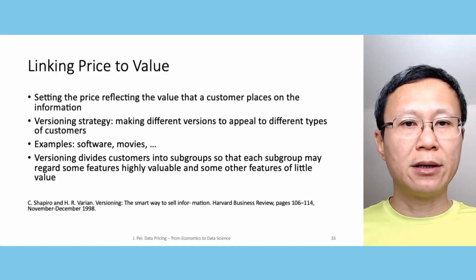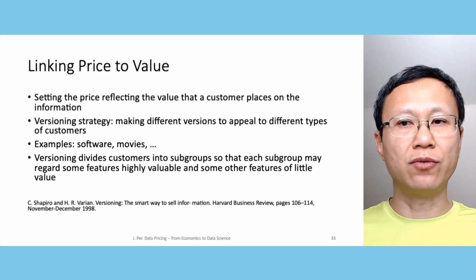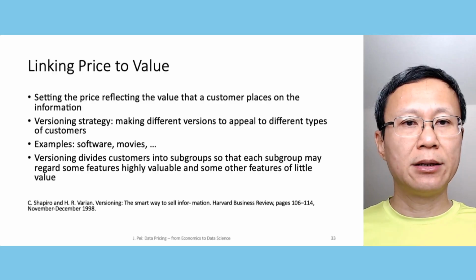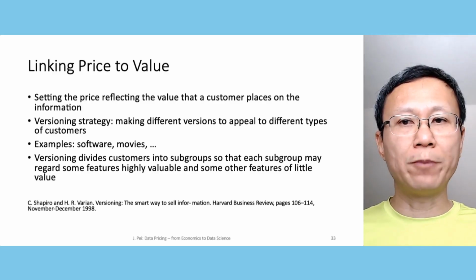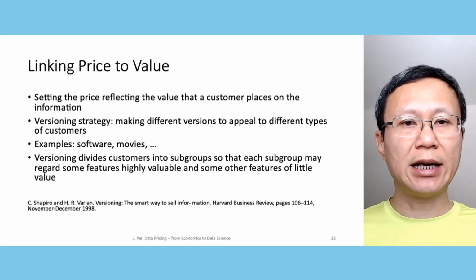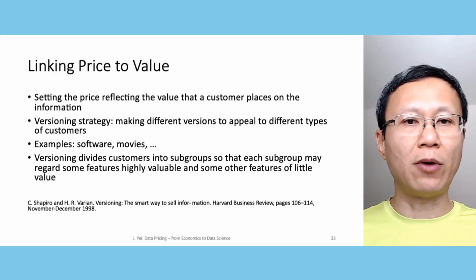To solve the dilemma, the core idea is linking price to value. That is, we set a price reflecting the value that a customer places on the information. Especially, the versioning strategy makes different versions to appeal to different types of customers. For example, for a piece of software, different versions have different subsets of features. Different versions of a movie may provide different image resolutions and sound effects.